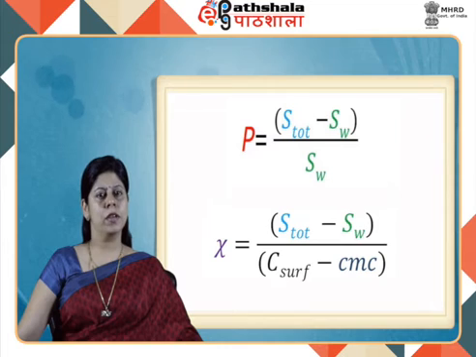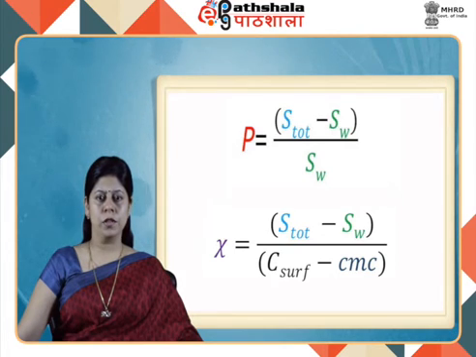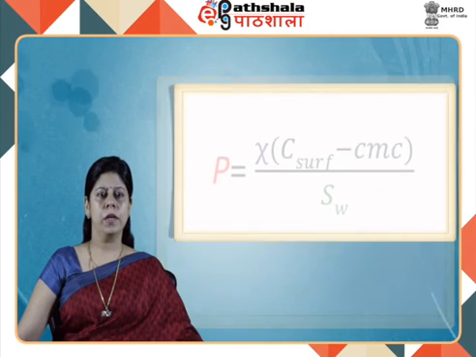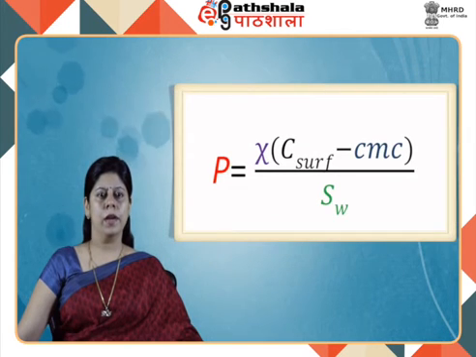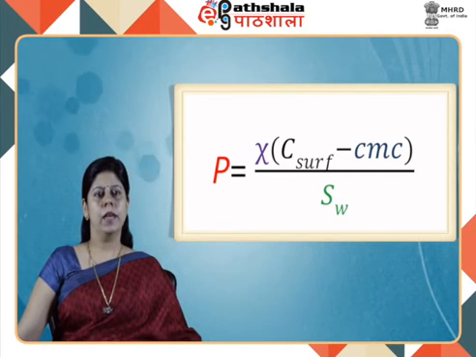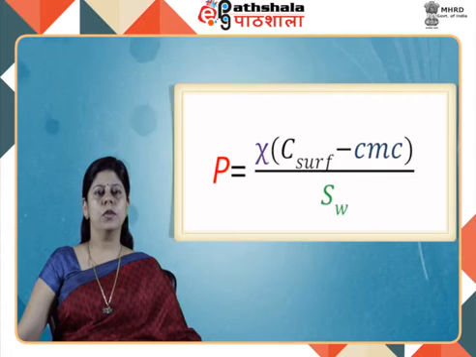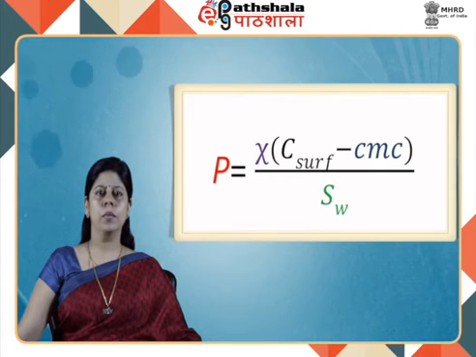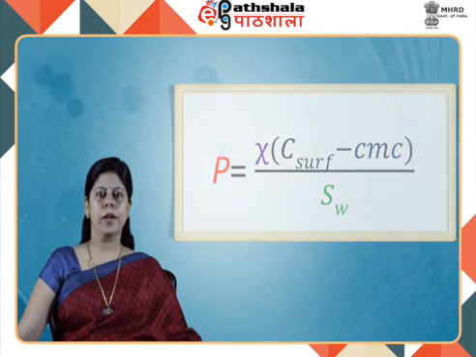Combining these two equations, we can relate the two solubility descriptors, according to which for a given surfactant concentration, P is equal to X into the difference of C surfactant and CMC divided by SW. It can be seen that P is related to the water solubility of the compound, in contrast to X.